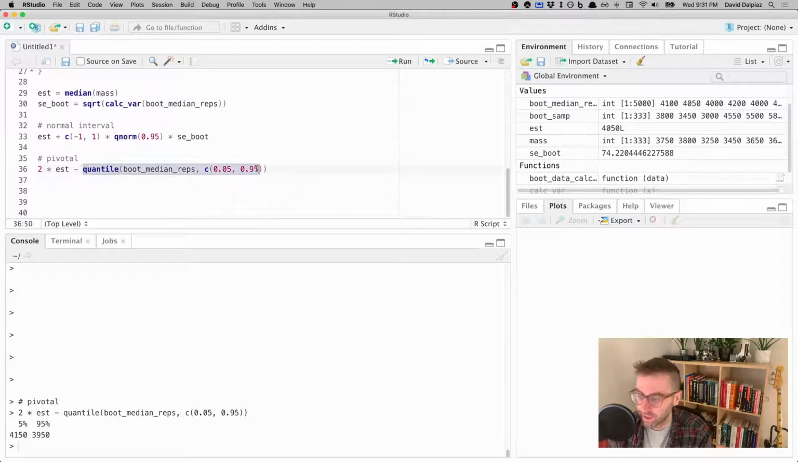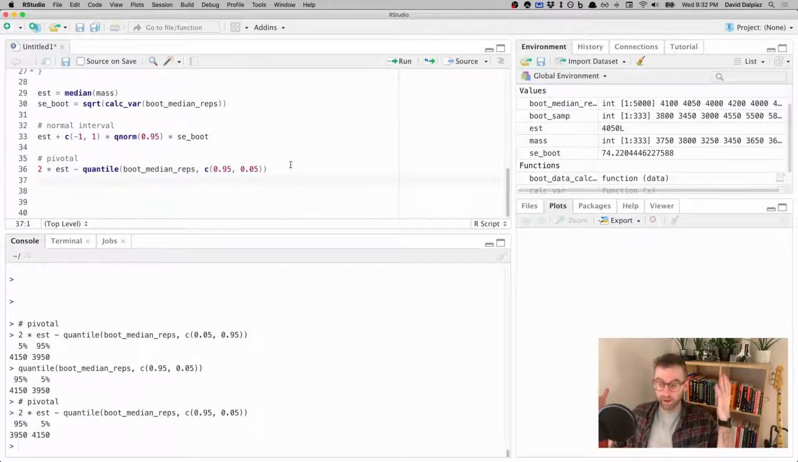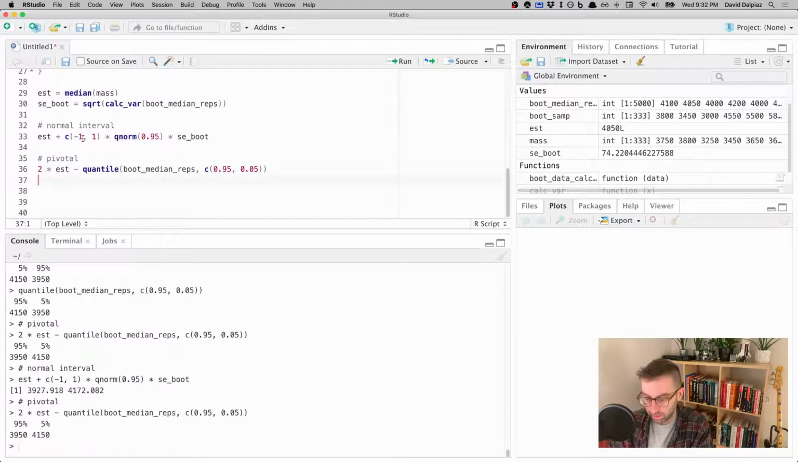Sorry. We need to look at this quantity closely. Okay, and I need to put 0.95 here and 0.05 here. And the way I'm going to know it's right is if this number needs to be bigger than this number, so it makes the lower bound correct. So, okay, do this, do that. Okay, there's my interval. Okay, so normal interval, pivotal interval, they're similar. Okay, this is probably confusing. Do one yourself. I think you'll do fine.